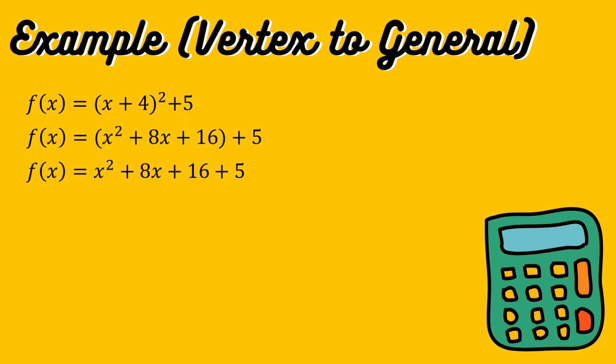Next, remove the parentheses, and then simplify, which would give us the answer x squared plus 8x plus 21. So as you can see, this was our example also a while ago in our general to vertex form, so that you can see the comparison of the two. So with that being said, the general to vertex form is usually longer, or it takes more time to answer or make a solution compared to the vertex to general form.